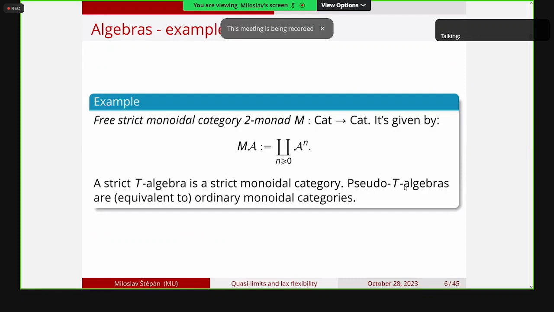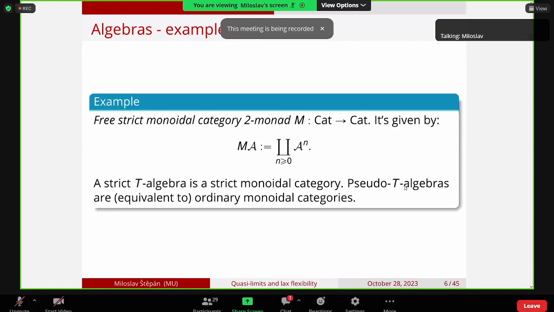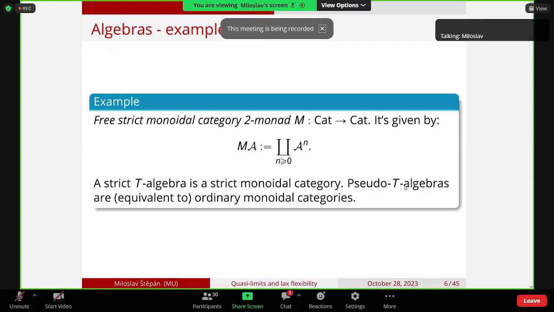Okay, I will introduce some key players for this talk. One of them is the free strict monoidal category two-monad, given by this description. A strict T-algebra is precisely a strict monoidal category, so the tensor is strictly associative, and pseudo-algebras are equivalent to ordinary monoidal categories.